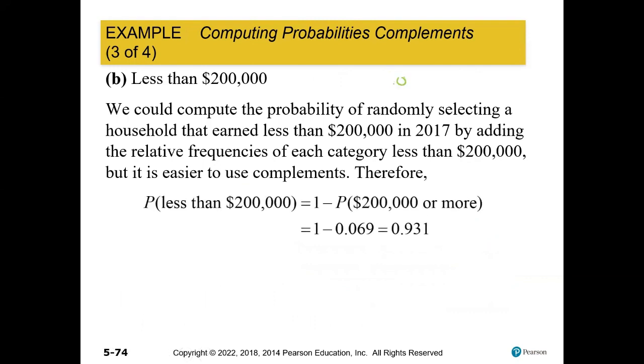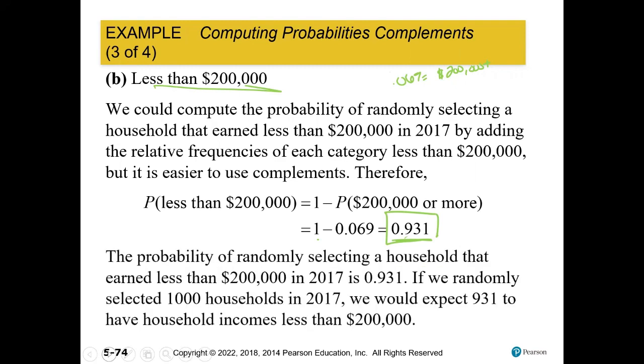If 0.069 is $200,000 or more, and we want less than that, well, then that's everything else on the table. So 1 minus that value is 0.931. So complement is used when you combine the ones and then you don't want that one. This is about 931 out of 1,000. We would have less than that $200,000 value.